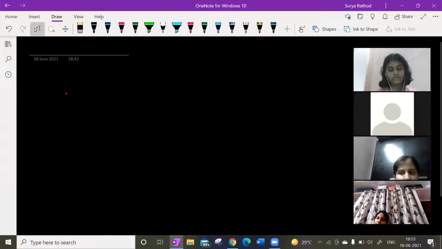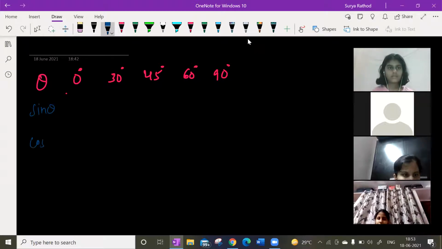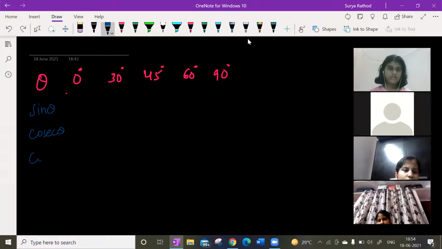Look at this, guys. First, let us write the values, then we'll prove. First let us write theta: 0 degrees, 30 degrees, 45 degrees, 60 degrees, 90 degrees. Theta means I'm talking about sin theta, cos theta, tan theta. Let us talk about sin theta and cosecant theta, cos theta and secant theta, tan theta and cot theta.